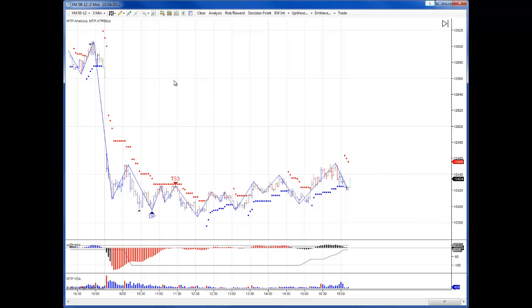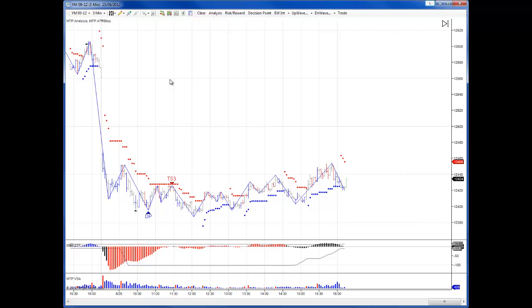In today's video, I'd like to take a look at our MTP RT add-ons for NinjaTrader 7. In particular, I'd like to go over the 4 US E-minis for yesterday, which was Monday the 25th of June. This is a chart of the YM, the Dow mini.